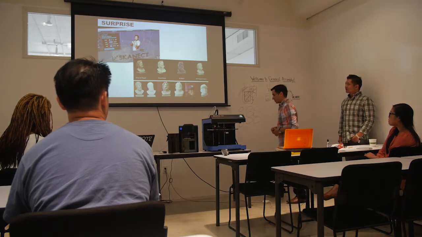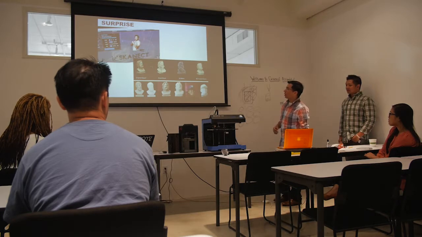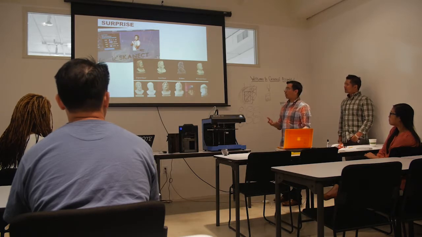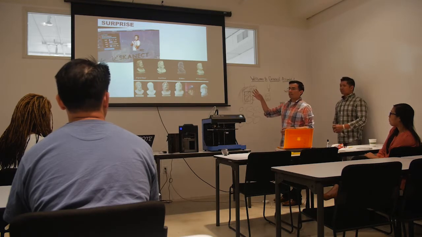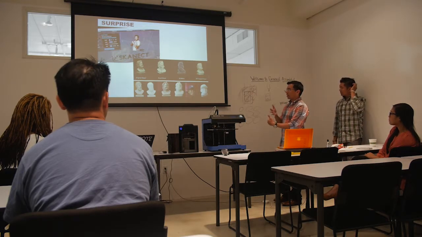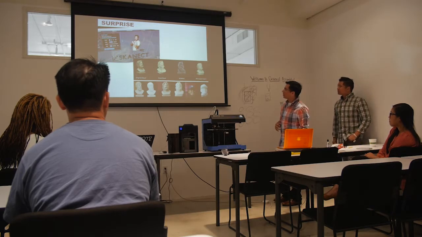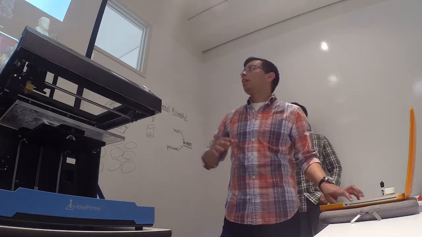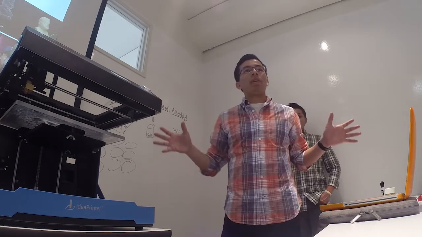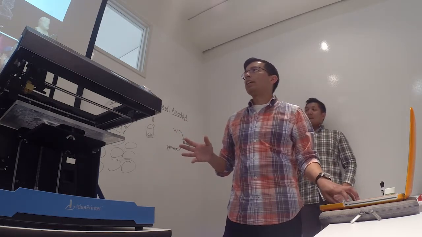So the way that works is you have your original object you want to copy, and you put it in front of the 3D scanner. There's a line laser that covers that object and forms a point cloud. I'll talk about that later. And then it creates a 3D mesh, right? This is a file that you feed the 3D printer, and then out pops a copied object almost exactly as your original.